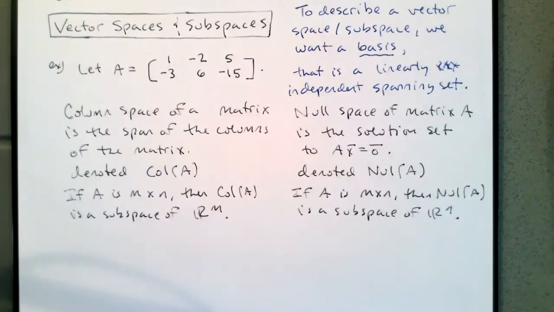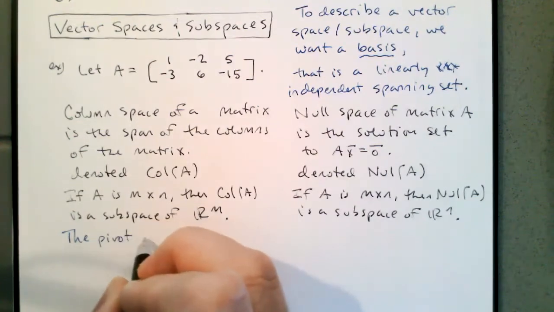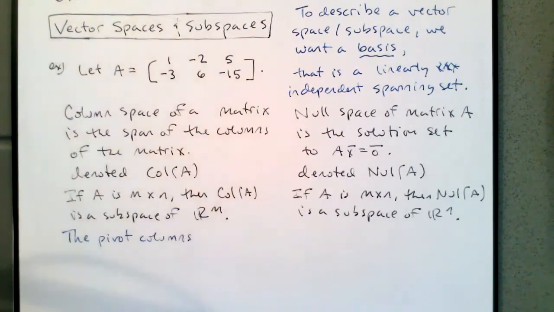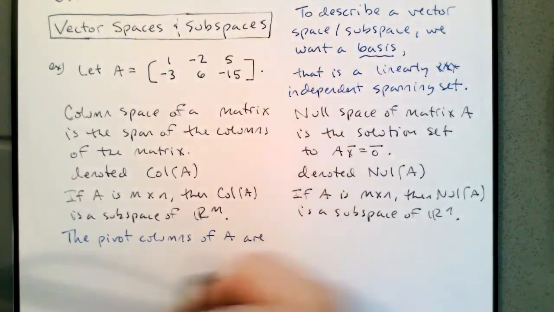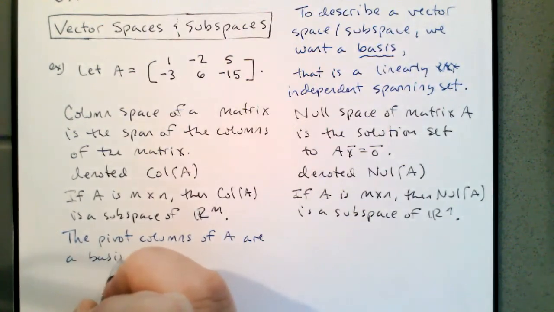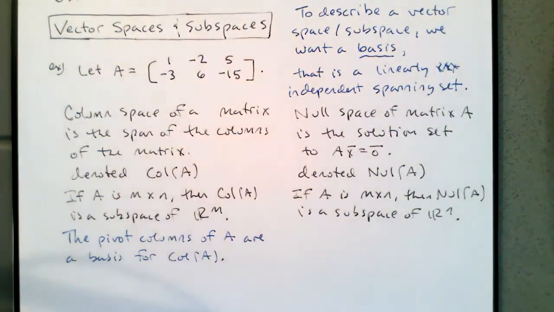So to find a basis for the column space of A, just grab the pivot columns. The pivot columns of A are a basis for the column space of A. The way we're going to find the pivot columns is write the reduced row echelon form, but that's just going to tell us where the pivots are.